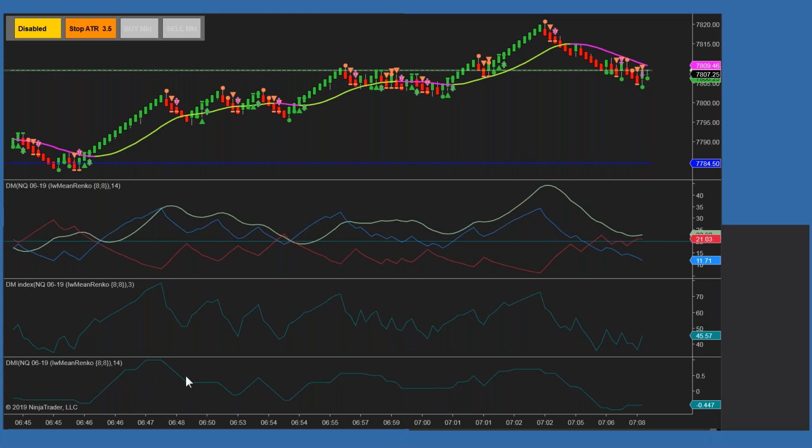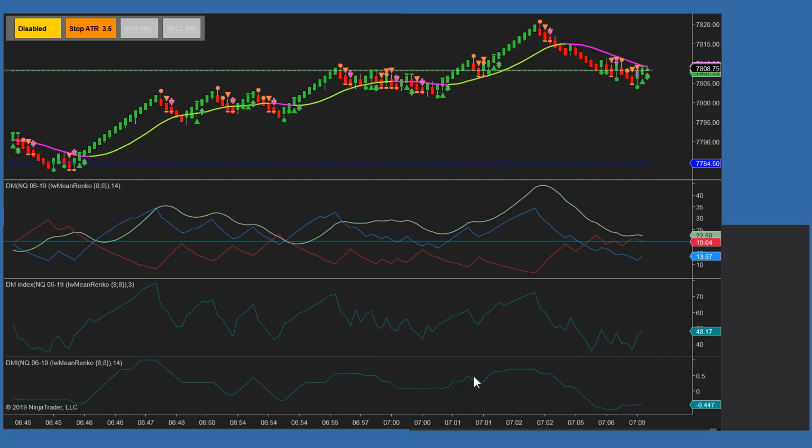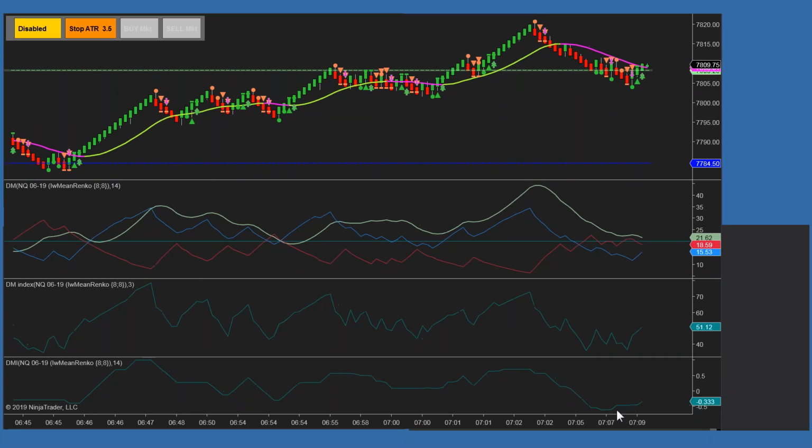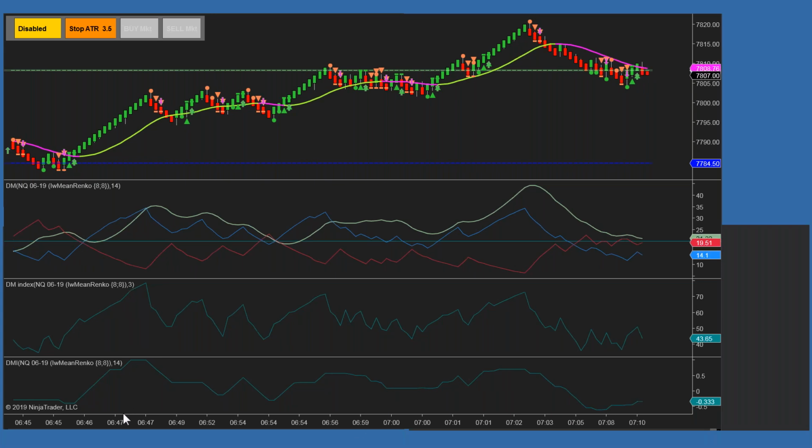I'm guessing the DMI is an interpretation, it's kind of a melding of the 3, trying to tell you when the market is flat and when it's trending, and if it's trending up or down. That's what I would guess.